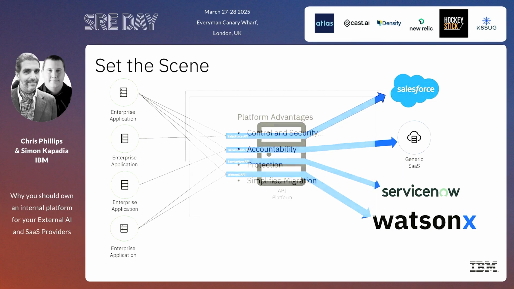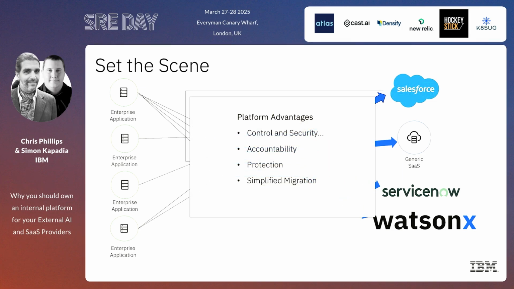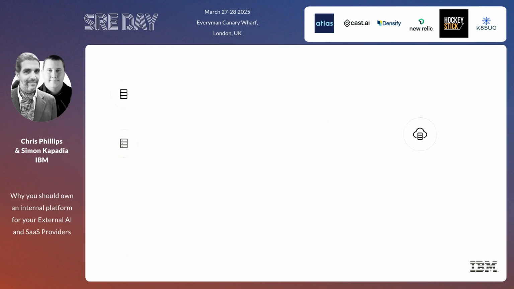So the four areas in this we're going to cover quickly today is why this is good for control and security, accountability, protection, and simplified migration. So Simon, over to you.